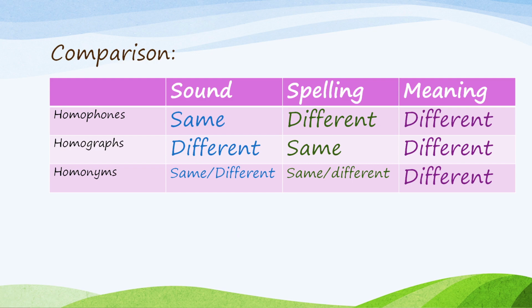Now let's make a comparison of all the three terms used here. Homophones: they sound the same, they have different spelling and their meanings are different. Homographs: their sound is different but their spelling is the same and their meaning is different. Homonyms: their sound could be same or different, their spellings could be same or different, but their meaning will always be different.